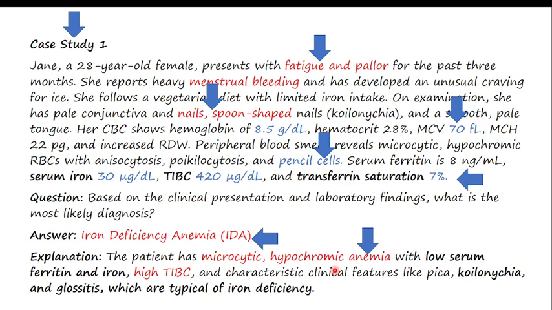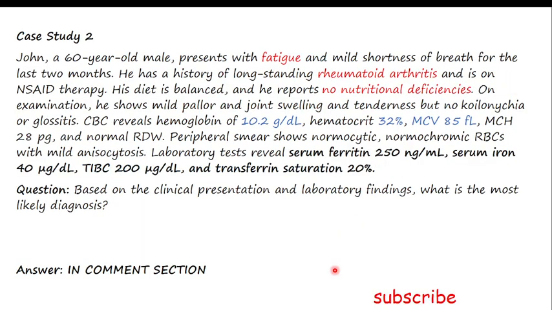I'm glad that everyone reached here. But I also have another case study, which is about chronic infection, rheumatoid arthritis. The hemoglobin is also decreased. We also have hematocrit in the normal range, in contrast to the previous case studies. We also have the findings of serum ferritin and so on. So based on the clinical presentation and laboratory findings, what is the most likely diagnosis? This is case study number 2, and I'm requesting everyone to leave the answer in the comment section.